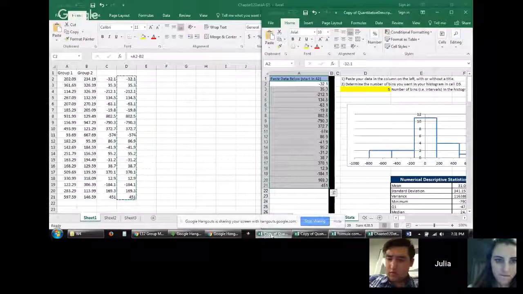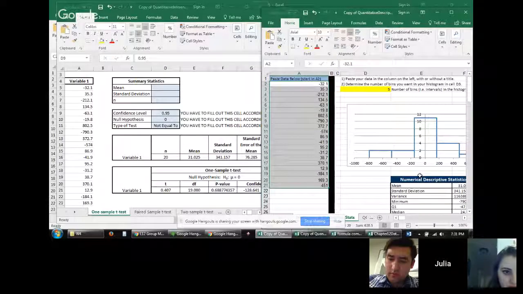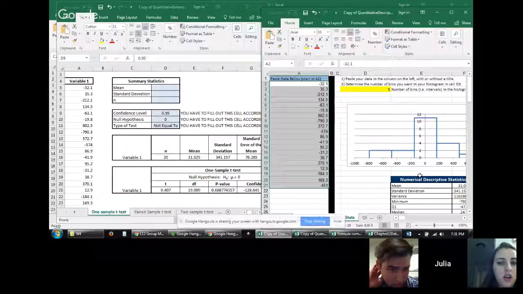How much did you get? What do you guys get for the mean? Still trying to figure that out. For the mean, I got 31.025. Me too. Good. It's 31.025. So for the standard deviation, 341.157. Yeah, it's such a weird number, right? That's a weird standard deviation.